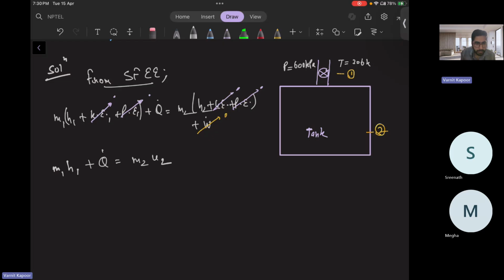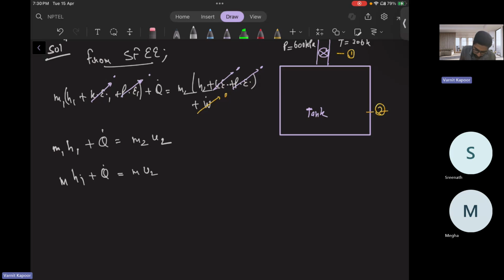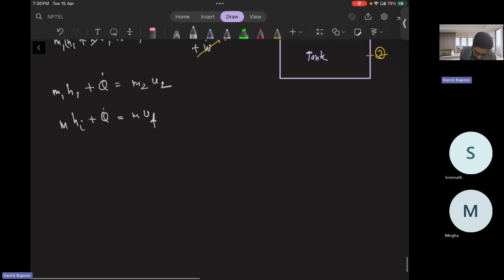Now M is the same. Whatever mass enters, that mass exits. So M H1 plus Q heat transfer is equal to M U2, or U final. So I can say initial and final in terms of that. Initial and final. So M I don't know right now. H initial is Cp times Ti.